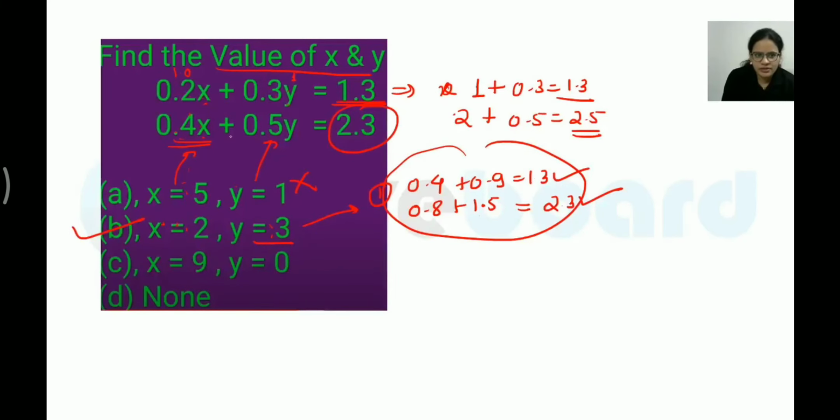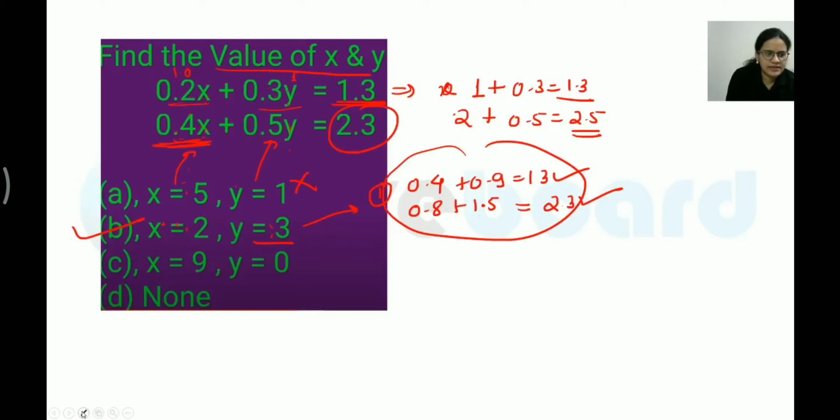Now let me try it over here. If you observe the previous equation, now here you do not have the same variable. Now what will you do? You have to try to make the x value the same or the y value the same. Are you getting it?